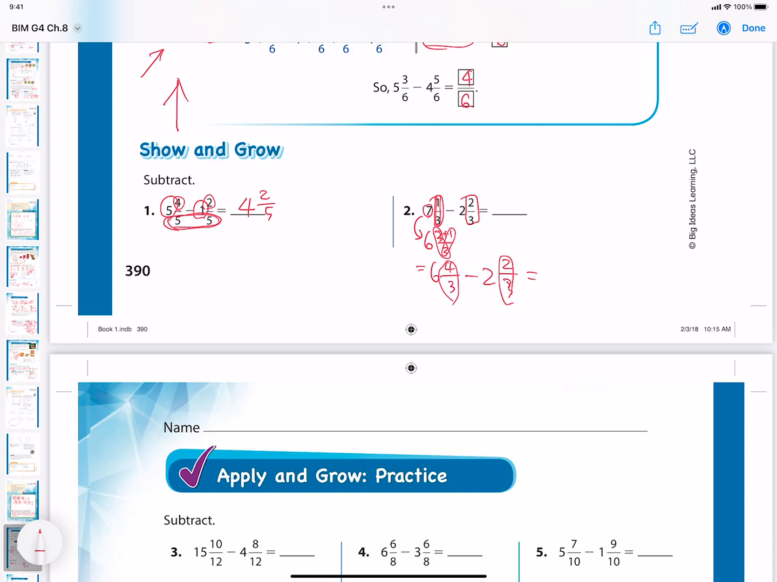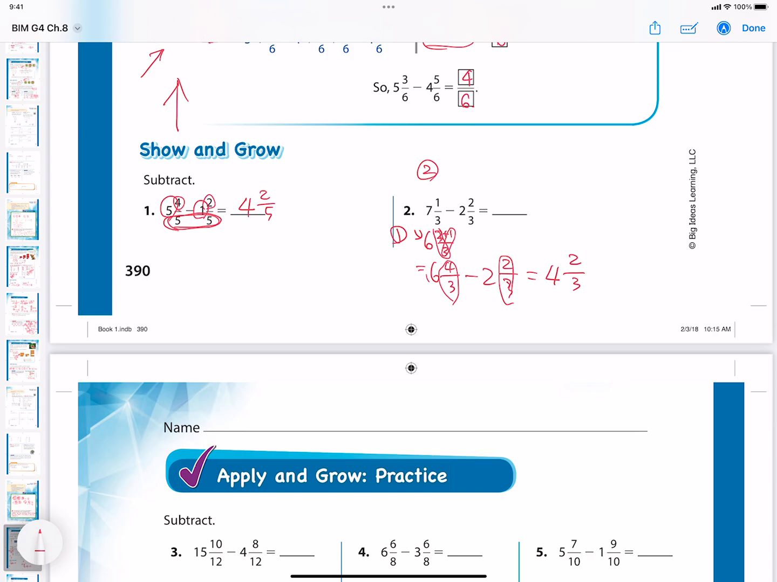We have fractional parts. 4 take away 2 is what? 2 over 3. And 6 take away 2 is what? 4. Okay, so 4 and 2 over 3. All right, if you want to practice the second way, let's practice that way as well, okay? Let me erase this a little bit to see clearly. Okay, that was the first way, and now the second way.